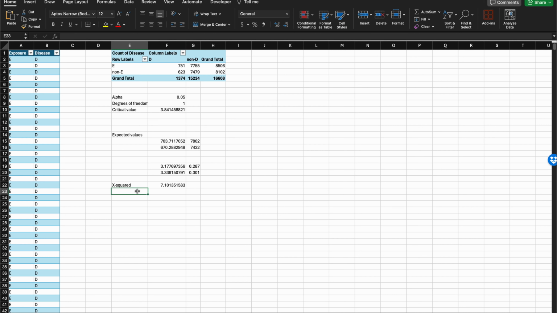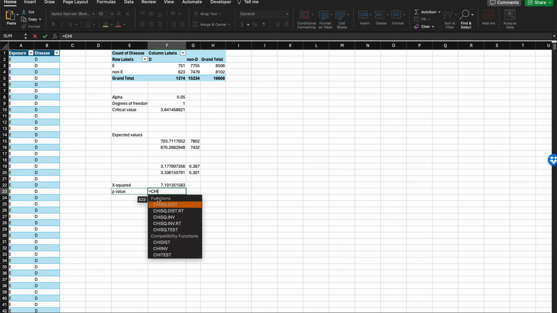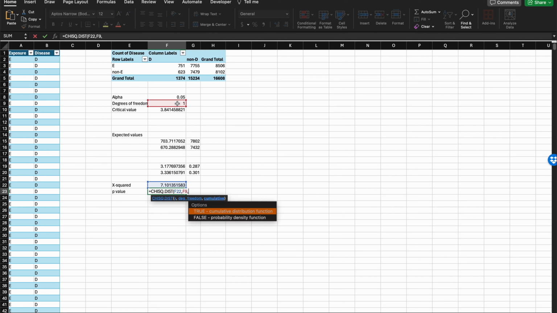We can of course also calculate a p-value. That is going to be the area under that probability density curve. And I want to know the value from 7.1 towards the upper tail, towards positive infinity, that area under the curve. So what I'm going to do is say equals chi sq.dist. I'm going to put in my x-squared statistic from my study, that's 7.1, comma, the degrees of freedom was 1, comma, cumulative, let's select true. Now I am not done.